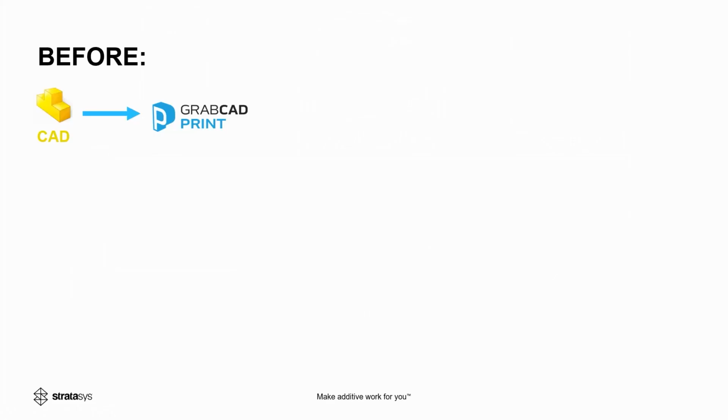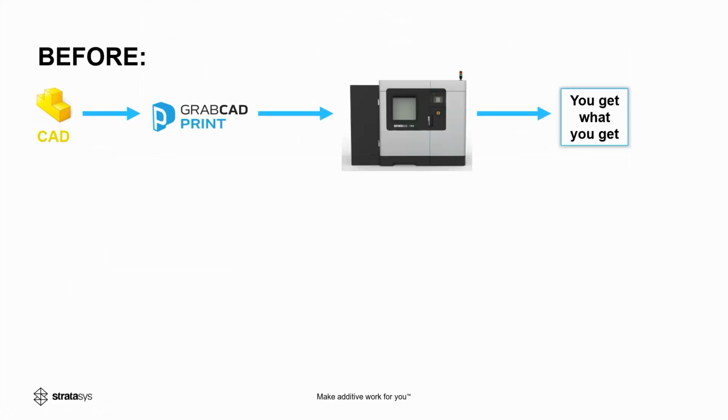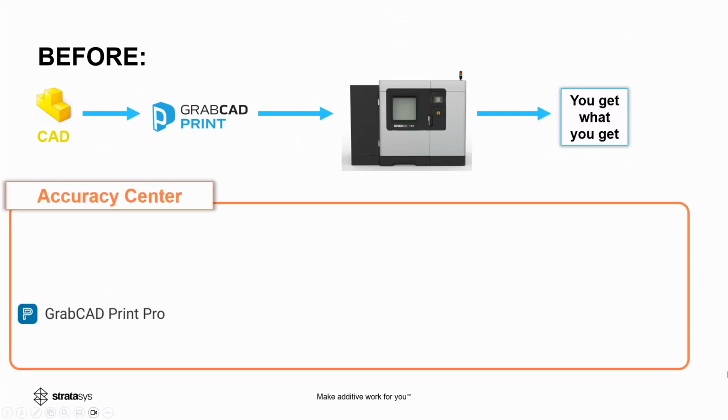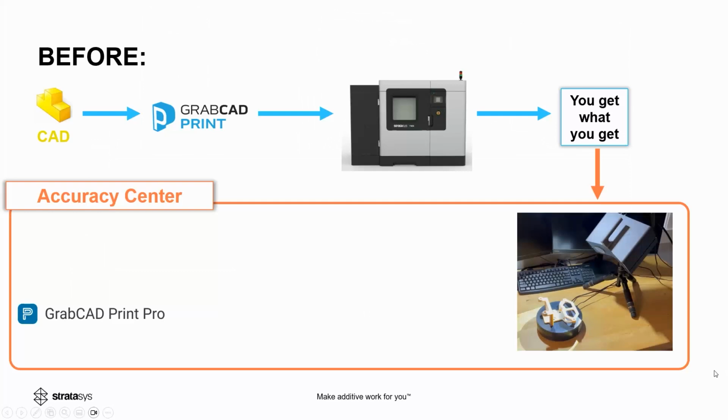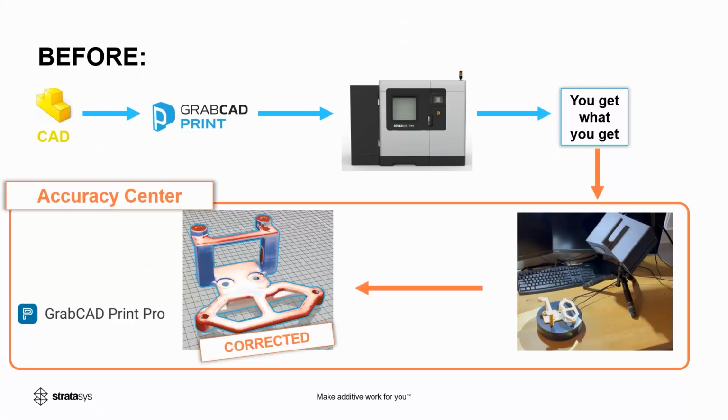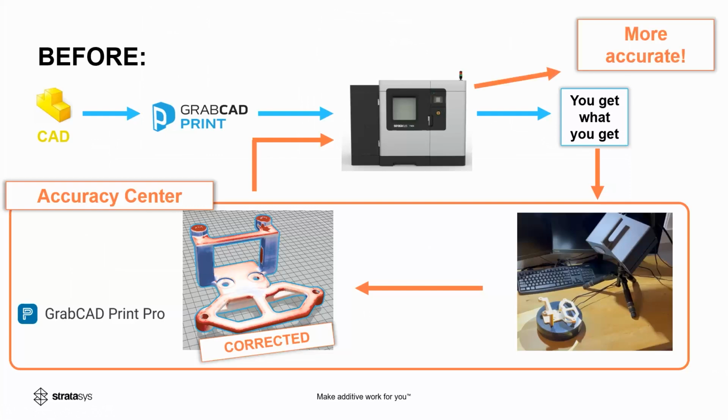Before, you'd upload a CAD file to GrabCAD Print, you'd print it, and you sort of get what you get, right? If there's a little bit of deviation, if it's warped a little bit, what would you do? Have to go back to the CAD and try and unwarp it, right? That's not possible. But now, with Accuracy Center and GrabCAD Print Pro, what you can do is scan your part, and Print Pro will automatically correct for that warpage. All right, it'll warp it back into shape, and you print this second version, this corrected version, again, to get a closer, better, more accurate result.